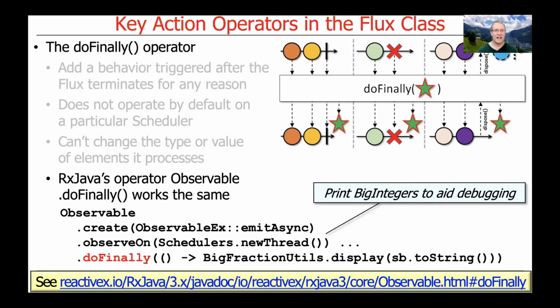RxJava has an Observable doFinally operator that works in exactly the same way that Project Reactor's doFinally action operator works. The particular example that we show here, which we'll cover when we get to RxJava later in the course, demonstrates how you can create a stream and observe on it in a new thread. And then when we're all done with the processing of this stream, we go ahead and have the doFinally method print out the big integers that were generated by the stream to aid in debugging and logging. So different use case, but also demonstrating how doFinally can be used in the same way for the same sorts of things in both Project Reactor and RxJava.